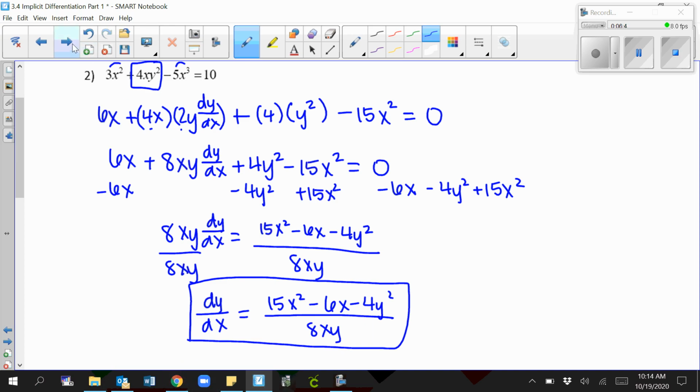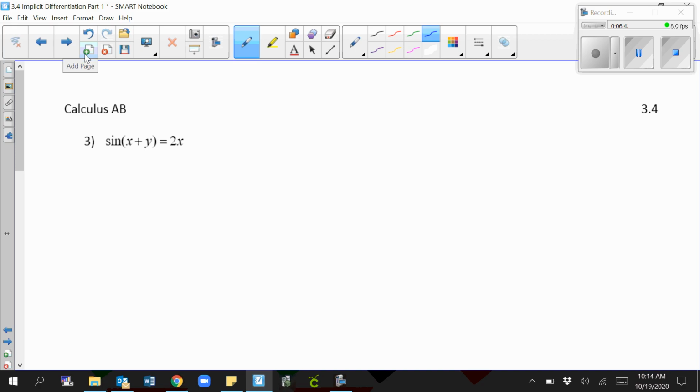All right, let's look at example 3. Oh, this one has a sine, and it looks like we're going to have to do a chain rule here because we've got the sine on the outside and we've got an x plus y on the inside. So the derivative of sine is cosine, and then I'm going to multiply that by the derivative of the inside. So the derivative of x is 1, and the derivative of y is 1, but because it's a y, I've got to do dy/dx.